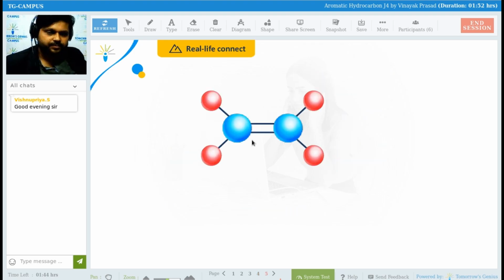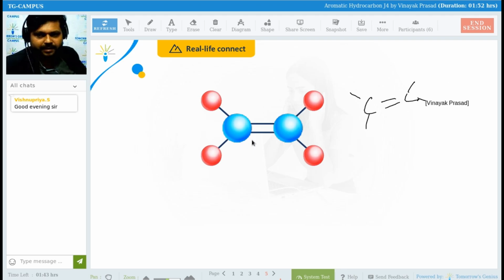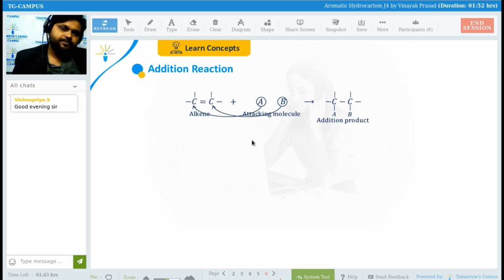Now, this is what, alkene, guys. How are the alkenes there? Carbon double bond carbon. This will be what? Either it can be hydrogen, or any methyl group can be there. CH3 can be there, or H can be there. Here also the same thing can be there. So these are what? Alkenes. Now, we are going to see addition reaction.